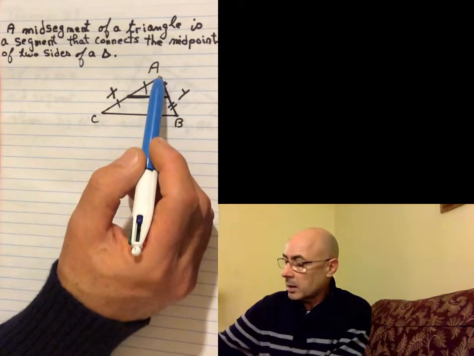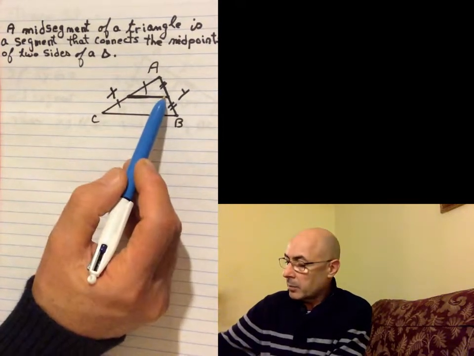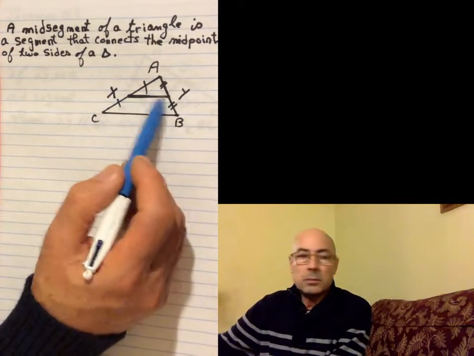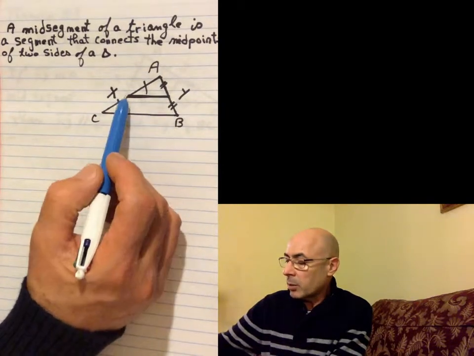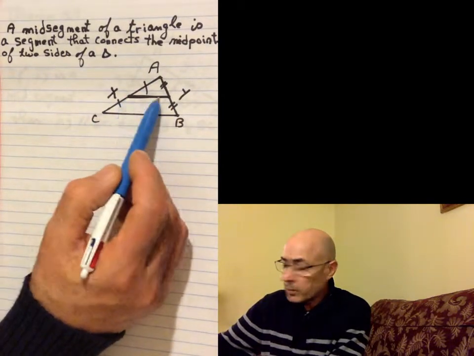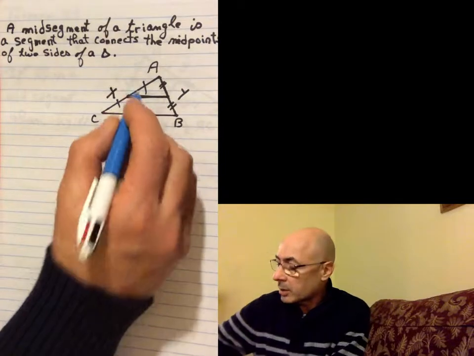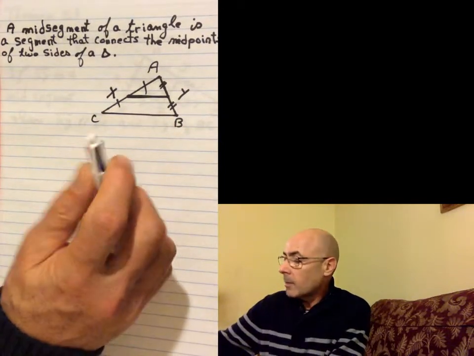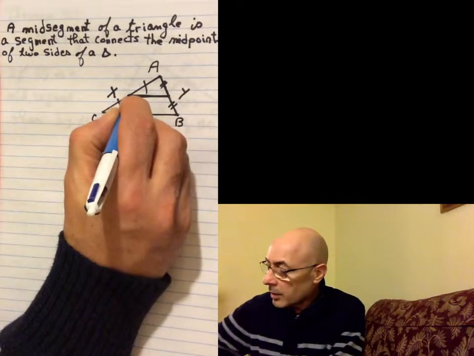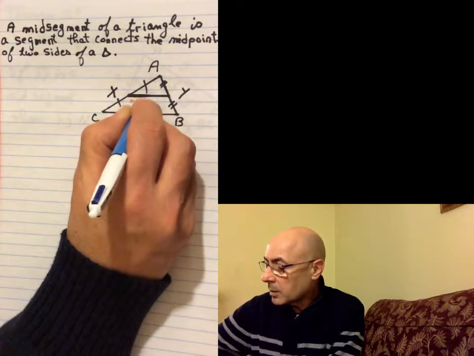So if I have triangle ABC, then I have two midpoints actually. Midpoint of AB and midpoint of AC. If I connect these two midpoints, that's what we call a midsegment. So you see this one here, XY, that's the midsegment.